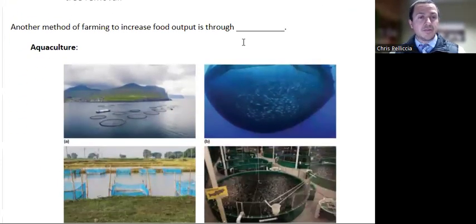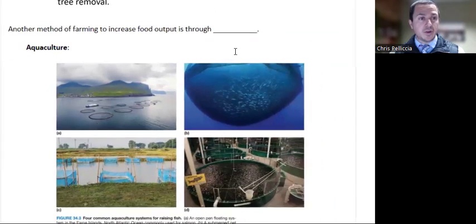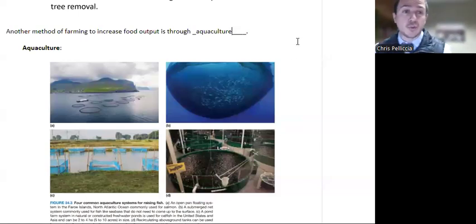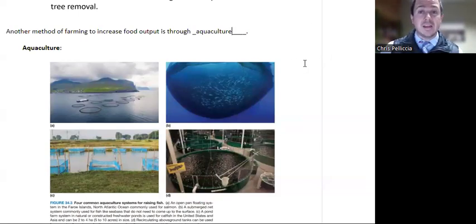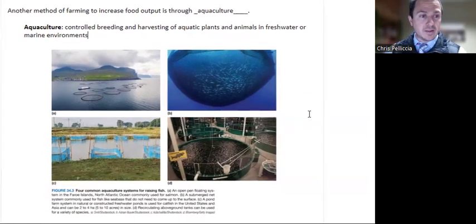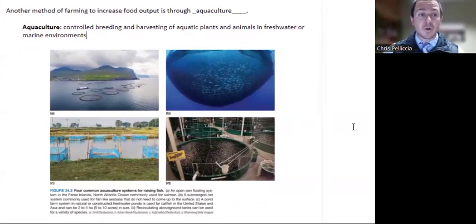So we're talking about all this fish consumption, and I think now it's important to talk about the idea of aquaculture. Another method of farming that can increase food production is, again, aquaculture. In a previous video, we talked about sustainable agriculture practices. Here we're shifting from the land into the sea. Aquaculture can be defined as the controlled breeding and harvesting of aquatic plants and animals in freshwater or in marine environments. And down below, you see 4 common aquaculture systems for raising fish.